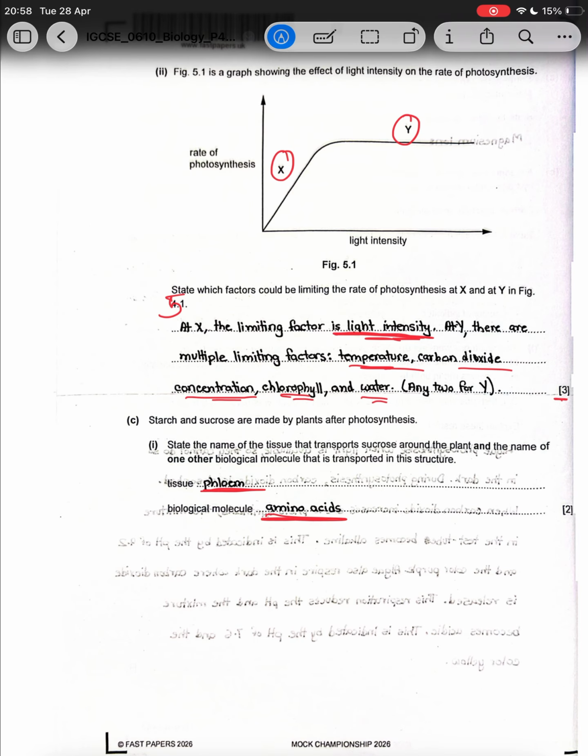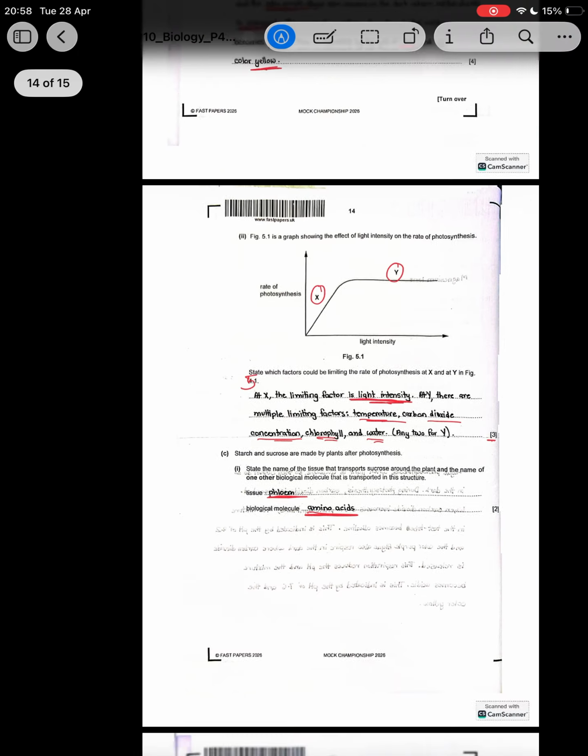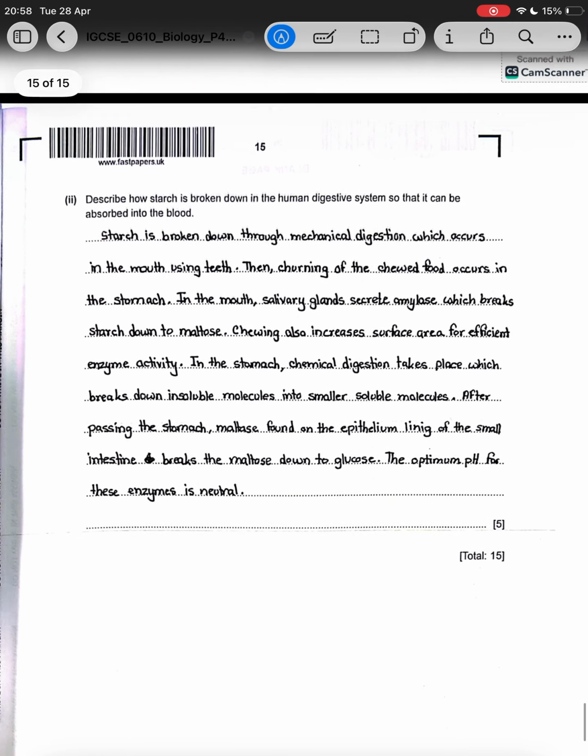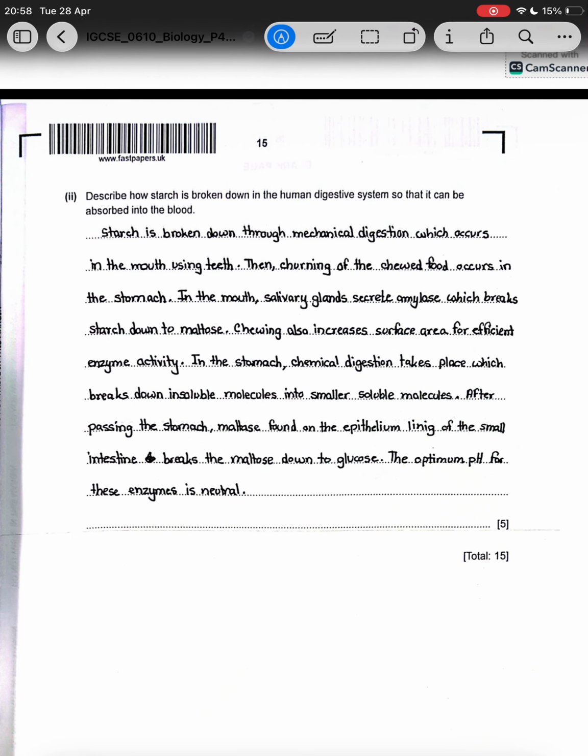So this is the last question of this paper. Describe how starch is broken down in the human digestive system so that it can be absorbed into the blood. So starch is broken down through mechanical digestion, which occurs in the mouth using teeth. Then churning of the chewed food occurs in the stomach. In the mouth, salivary glands secrete amylase, which breaks starch down into maltose.